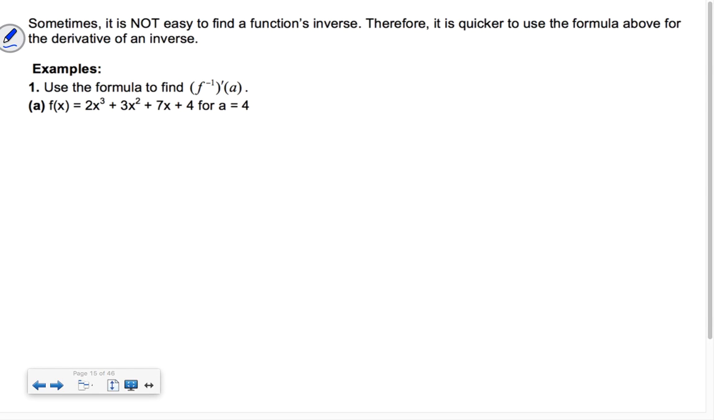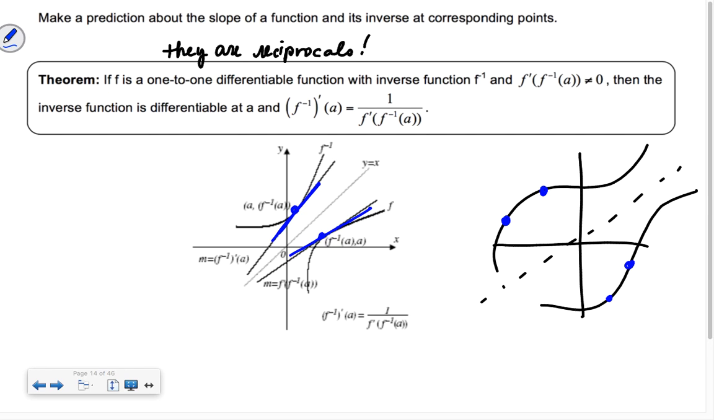Okay, so it says sometimes it's not easy to find a function's inverse. Therefore, it's quicker to use the formula above for the derivative of an inverse. So let's look at the formula. I wouldn't say that it's crucial on the AP test, but it has popped up. There's maybe 1 or 2 questions on this each year. I don't think it's something you have to memorize, but if you want to get a 5, maybe memorize it. It's really not that bad. The way I tell people to memorize it is: inverse prime on the left, then on the denominator, you do prime inverse. So we're going to switch things around. Inverse prime, prime inverse.